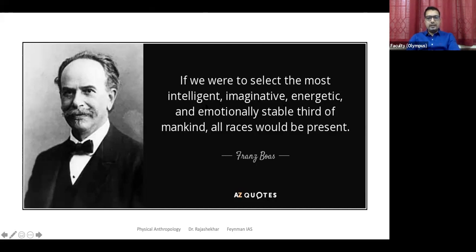This is one sentence I would like to begin with related to him. If you were to select the most intelligent, most imaginative, most energetic, and emotionally stable third of mankind, then all races should be considered. Meaning no single race has this superiority in them. These features are found in all of them. So you may have to find a mixture of all of them to get the best of humans, as per your definition of best race. So what he's trying to say is no race is superior to the others. There are mixed characteristics in all of them.